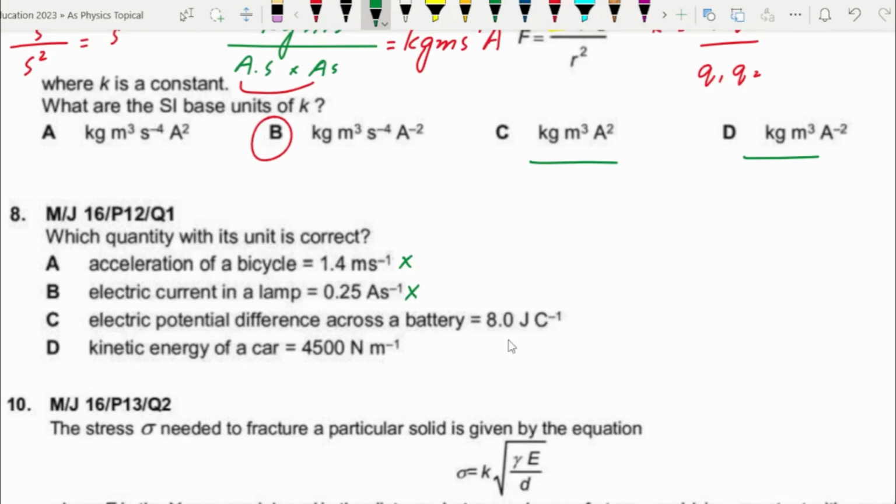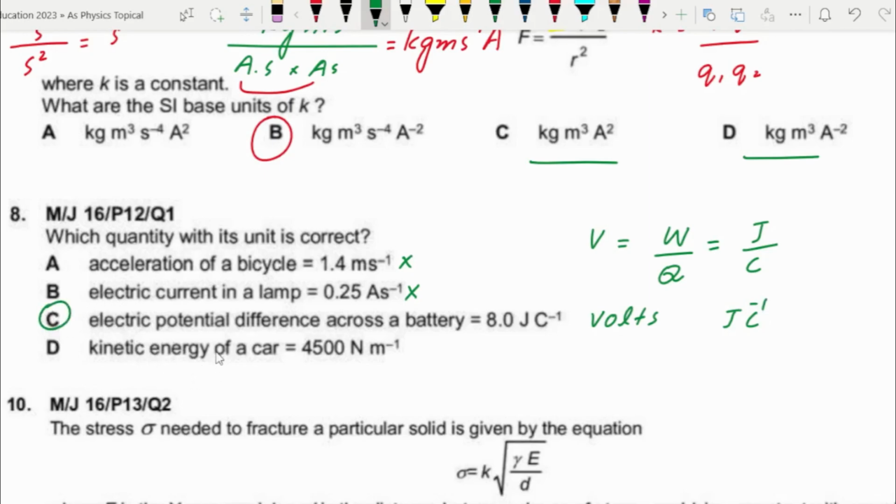Electric potential difference across the battery 8.0 joules per coulomb. Joules per coulomb is also called volts, because the formula for voltage, or potential difference, is work done per unit charge. So what is the unit of work done? Joules. What is the unit of charge? Per coulomb. So that unit is correct. Sorry, divided by coulomb. So that can also be written as JC minus 1. So this one is correct.